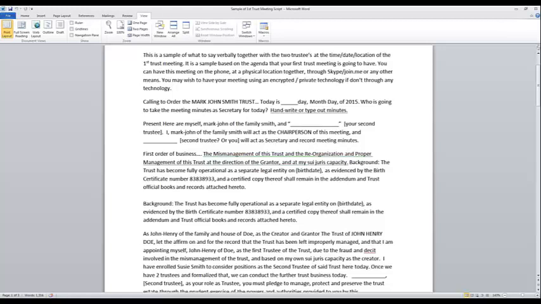Okay, so anyways, calling to order the Mark John. This is a sample of the script. So you would sit down, preferably in real life, because then you can sign the documents and get both wedding signatures on all the documents together all in one meeting. So this is how it would go.